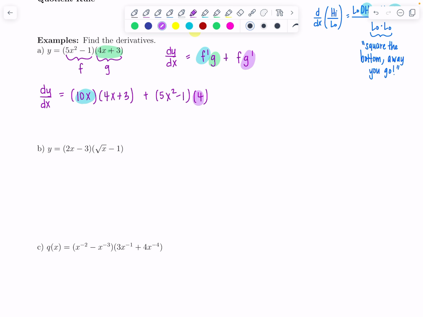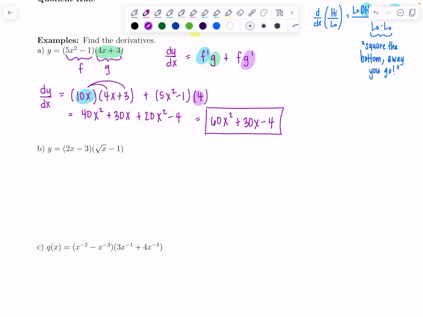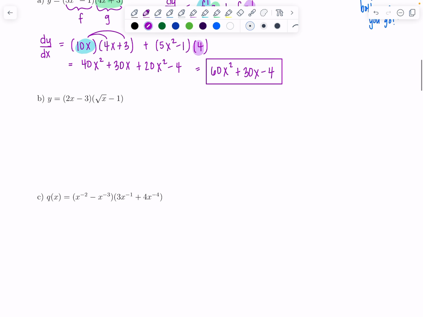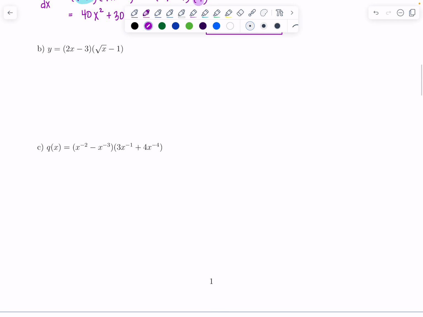Now, from here, we don't leave our answer like this. We're going to distribute everything and then combine like terms if possible. So let's see here. This is going to give me 40x squared plus 30x plus 20x squared minus 4. And then combining like terms, I have a total of 60x squared plus 30x minus 4. And that is it. Good? Okay, very nice. Let's look at another example. We'll just keep practicing till you guys feel professional.